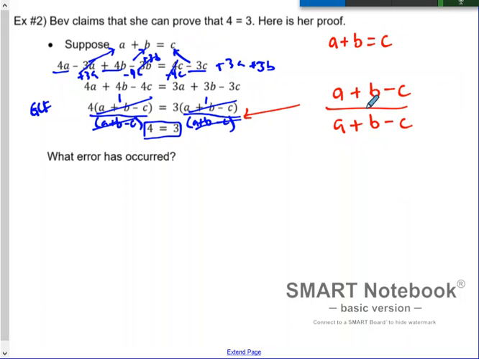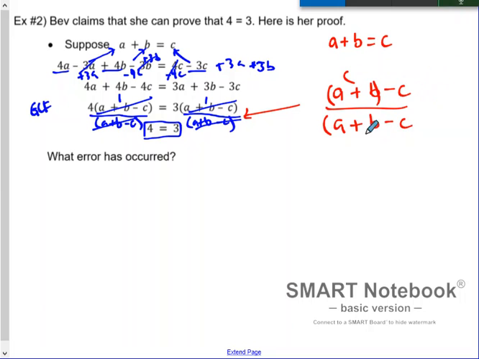A plus B equals C. Okay, so if I have A plus B minus C, well, A plus B equals C, so I have C minus C, which is 0. It doesn't matter what it is. So this is like 2 minus 2. I get 0, right? So I have a C minus a C.